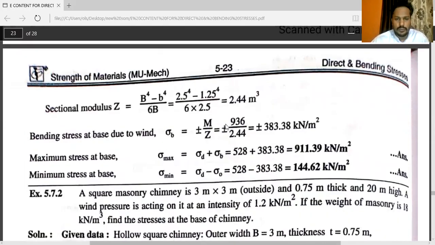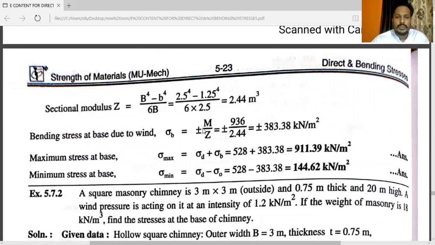Now we have the value of M and value of Z. So we can calculate the value of sigma b, that is bending stress at base due to wind. So M by Z is equal to 936 upon 2.44. So 383.38 kilonewton per meter square, that is the bending stress.